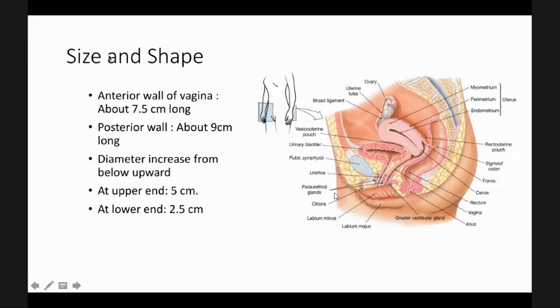Now regarding the size and shape. Anterior wall. This is especially asked for your viva or MCQ. Length of the vagina. Anterior wall of the vagina is relatively shorter than the posterior wall. The length of the anterior wall is 7.5 centimeter, whereas the posterior wall is 9 centimeter. Right? During your viva or in your MCQ, you may be asked about the length of the urethra, length of the vagina, length of the male urethra as well as female.